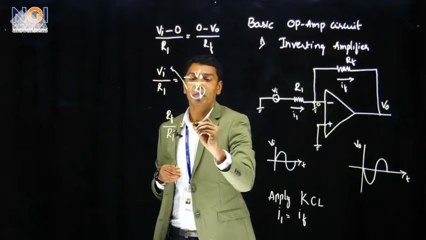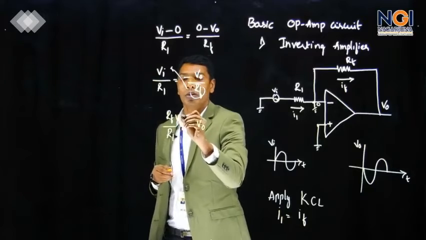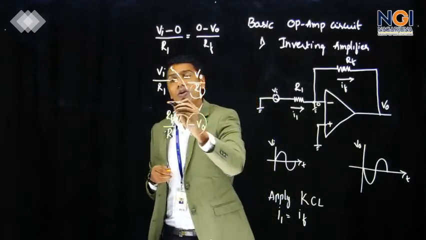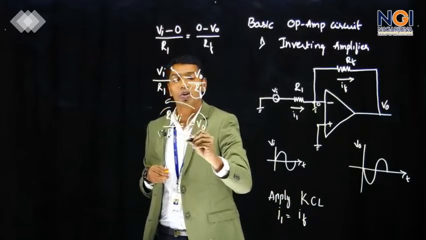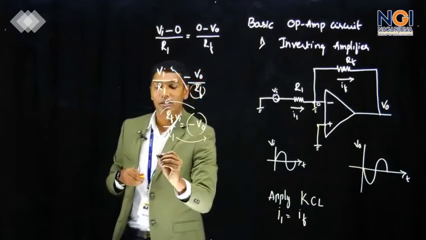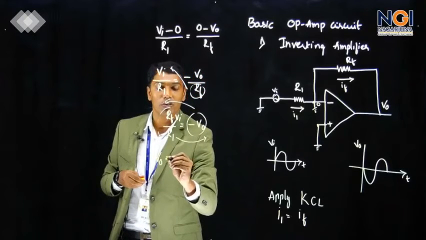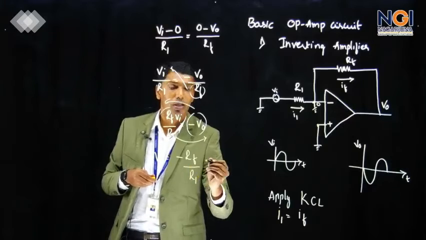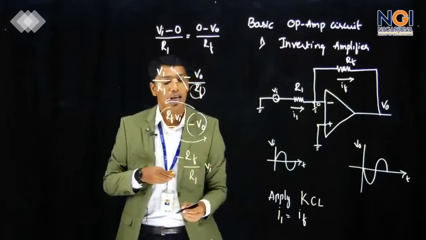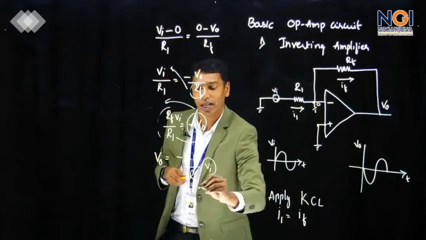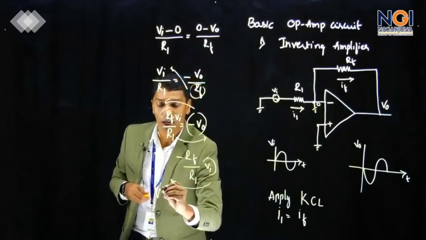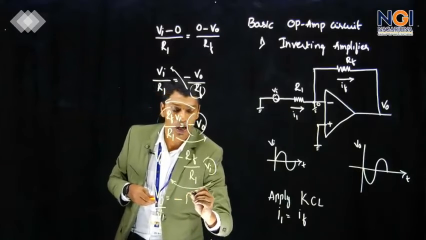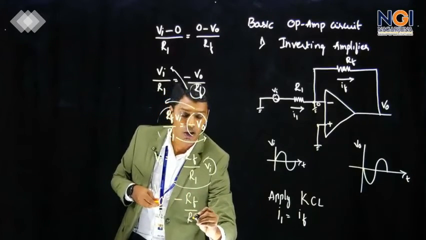minus Vout by Vin. I'll send the entire minus Vout to this side, so it becomes Vout equals minus RF divided by R1 into Vin. So Vout is equal to minus RF divided by R1 times Vin.